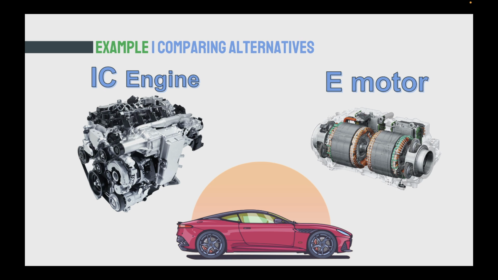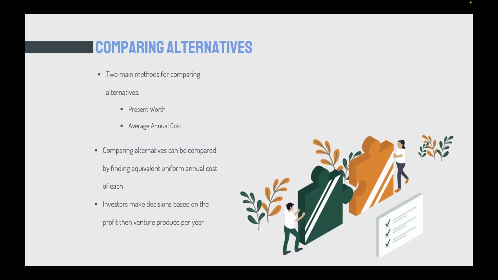But yeah, the mentality, the way you look at it: maybe you go back to the engineering design process that we studied earlier and keep that in mind while looking into such problems. For comparing alternatives, you have 2 main methods. Here we're talking more about economy than engineering, to be honest. So you need to know the present worth and the average annual cost while comparing your alternatives, and you need to find the equivalent uniform annual cost for each.